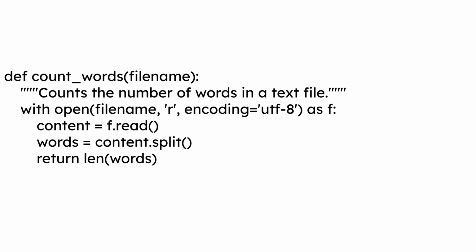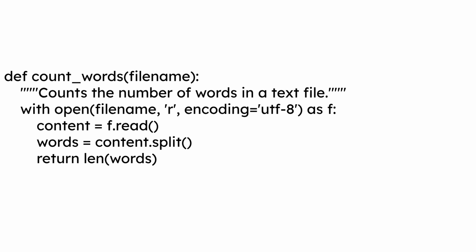Its entire job is to take a raw file and strip it down to find the total word count. Let's break it down line by line. First, we define the function and give it a parameter called file name. This is us telling the kitchen, hey, if you want to use the peeler, you have to hand it a specific potato, or in this case, a specific text file, like sparrow.txt.